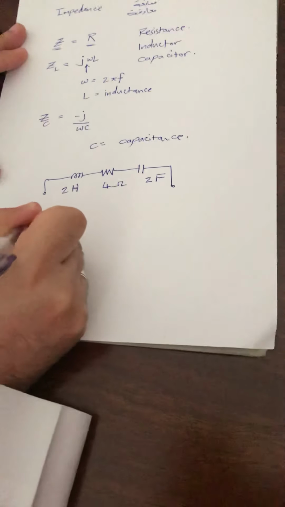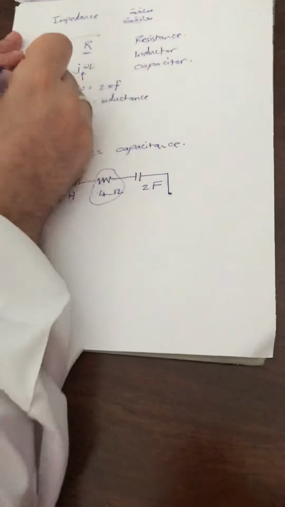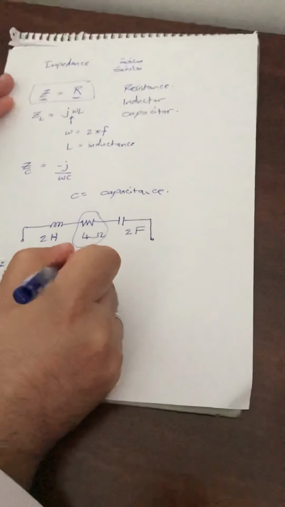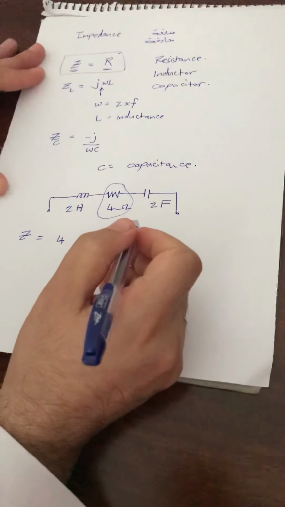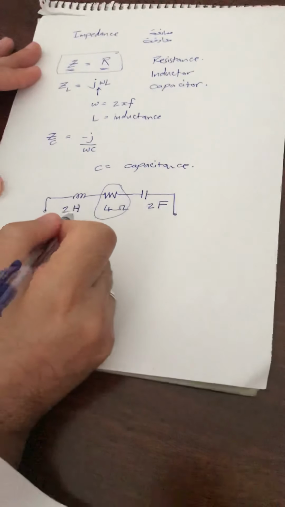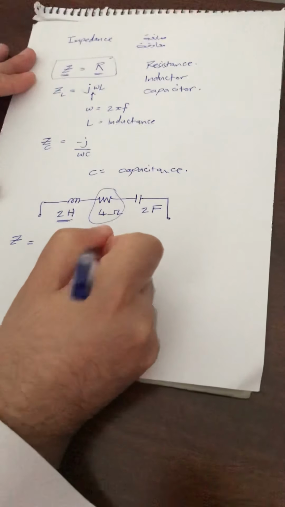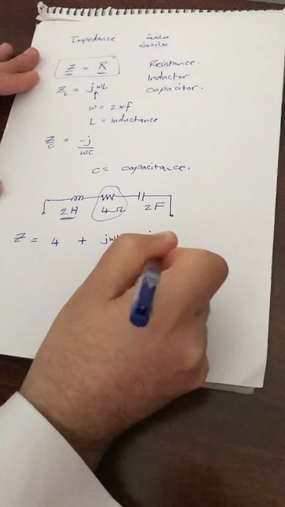Starting with the real part, the only real part is this one. It doesn't have J here, so this is 4 ohm plus. Now the imaginary part, there are two parts. One of them is positive, the other one is negative. The positive one is the inductor, which is J omega L, minus J over omega C.